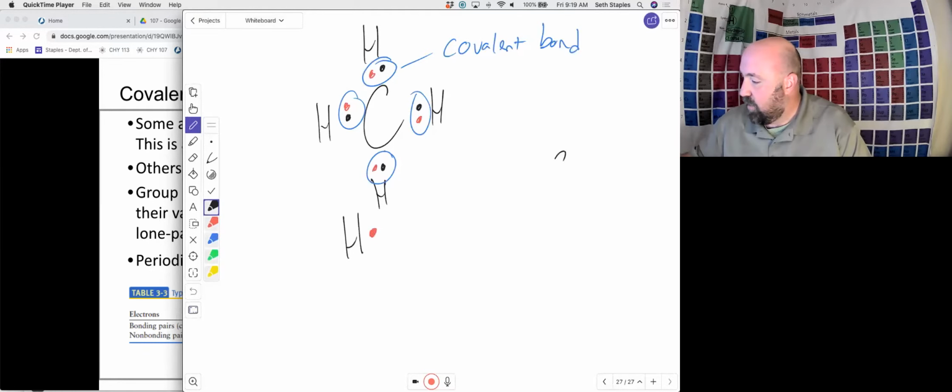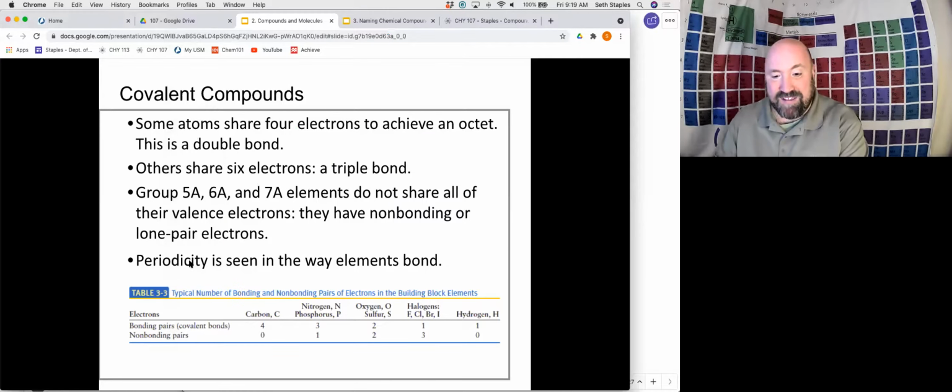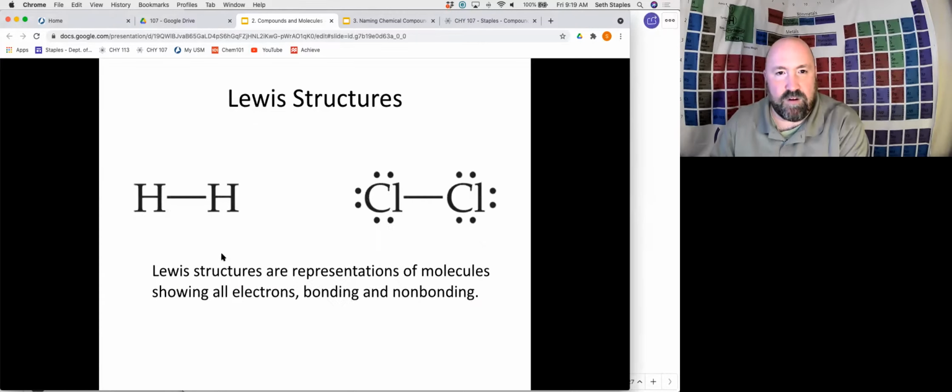Normally, instead of representing them as dots, we'll represent each bond as one line. So each of those lines is a covalent bond, and it means that we have 2 electrons there. And that's the very basics of a Lewis dot structure. We're going to look at a lot more detail here in a minute.